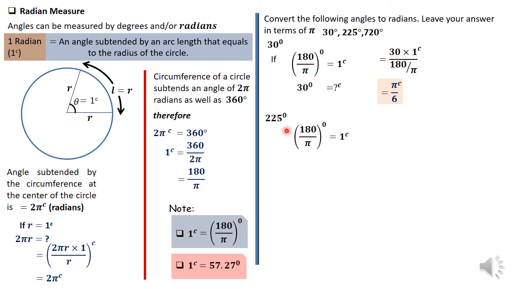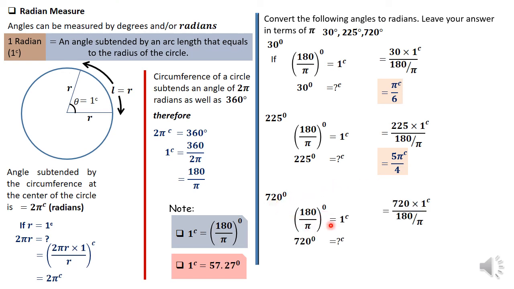225 degrees. We're going to say that since 180 over pi degrees is equal to 1 radian, what about 225? Again, we do a cross multiplication. 225 times 1 divided by the whole of this, which gives us 5 over 4 pi radians. Lastly, as we turn to 720, we're going to say that since 180 over pi degrees is equal to 1 radian, therefore 720 would be equal to a cross multiplication of that, which gives us 4 pi radians.